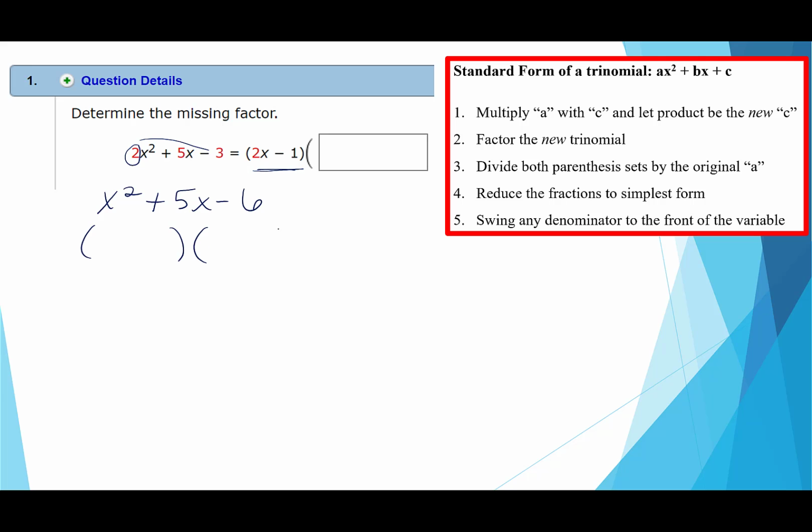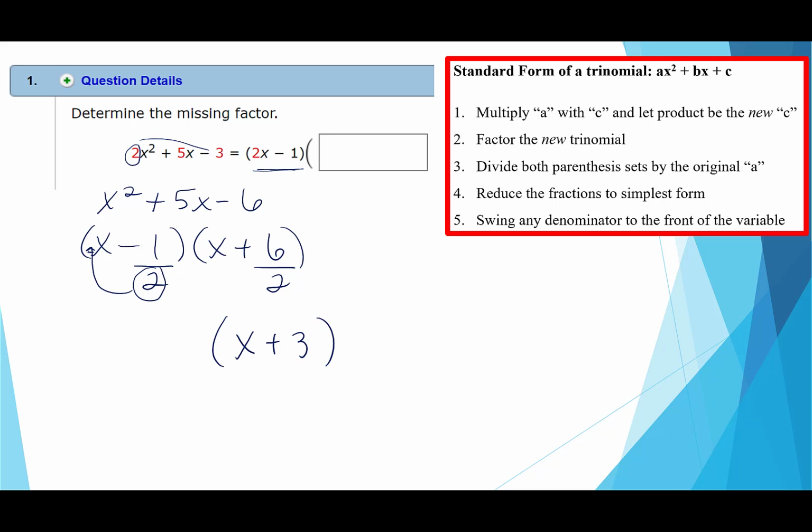Now I'm going to factor the new trinomial, and this will be x minus 1 and x plus 6. The next step is to divide by the original a. We're only dividing the second position of each binomial. From here, we're going to simplify fractions. Only the 6 over 2 can be simplified to x plus 3. And then it says swing any denominators to the front of the variable.